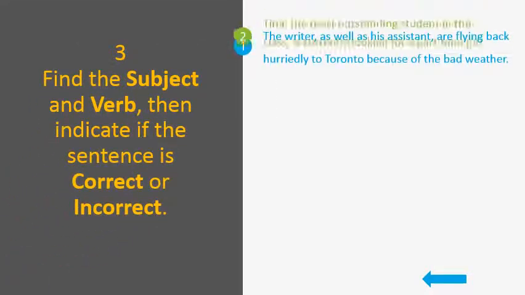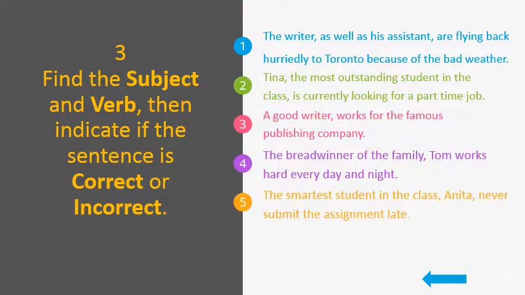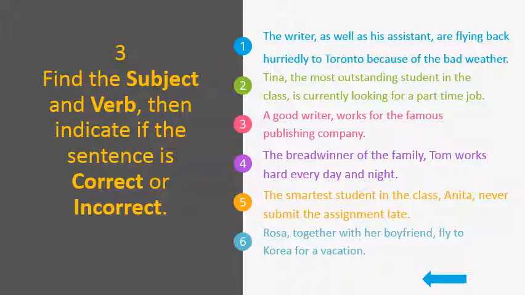Skill 3, it is about appositive. Still remember appositive? Yes. Appositive is the structure that comes between two commas. Next, remember, appositive is not important because it only gives additional information, and appositive is not a subject. I give you one example. The writer, as well as his assistant, are flying back hurriedly to Toronto because of the bad weather.